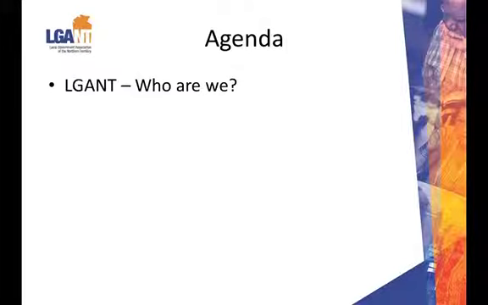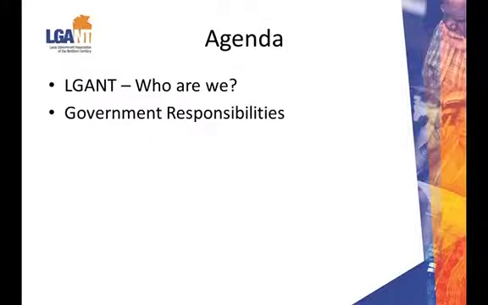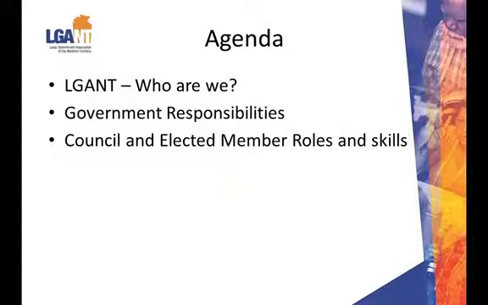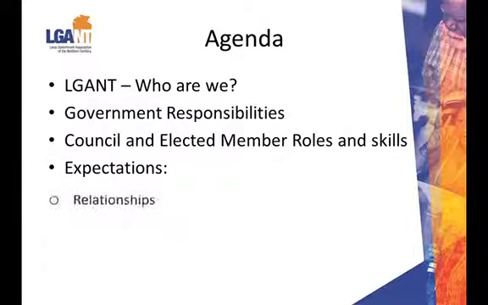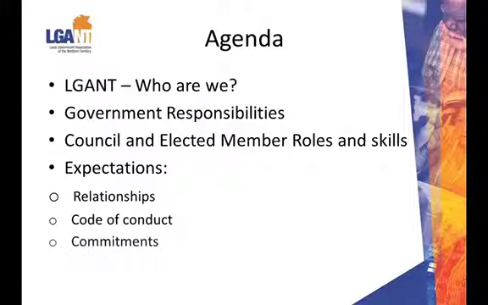This video will discuss who the Local Government Association of the Northern Territory is and what we do, some of the responsibilities amongst the three levels of government, what the council elected member roles are and the skills required, and the expectations that both the government and the public have in terms of the different relationships within council, your behaviour as an elected member under the Code of Conduct, and the types of commitments you will need to be mindful of.